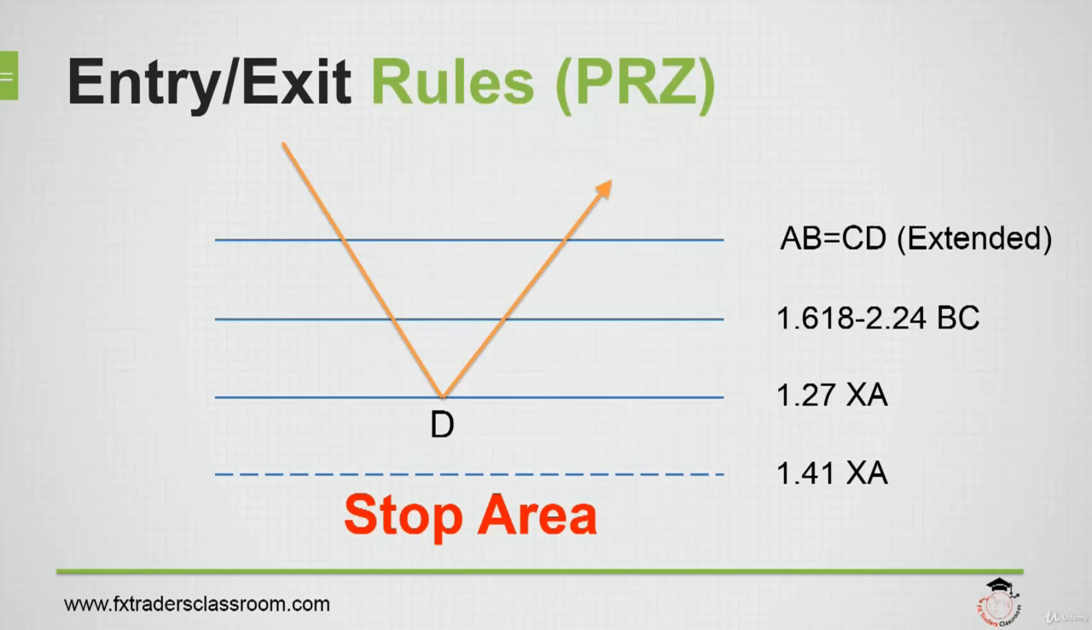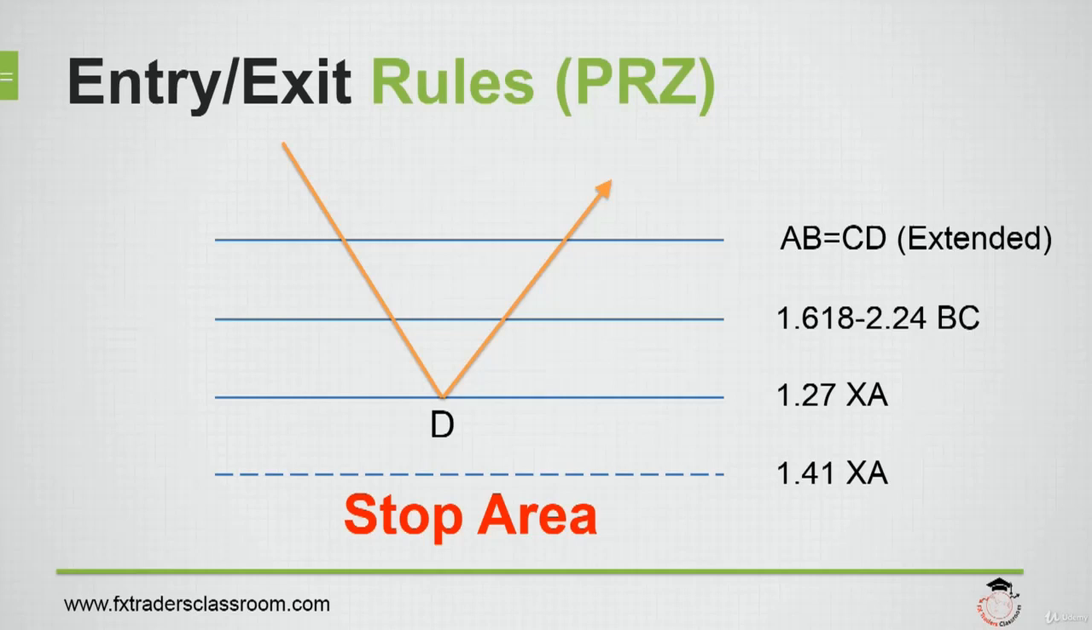We're setting our stops just below the 1.41 XA, and we're using a tight stop because since we are extended beyond the X point, price can be very volatile within this area. So we want to keep our stops really tight just behind the 1.41 XA.